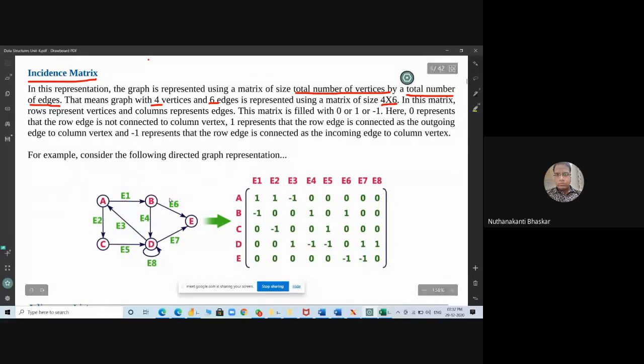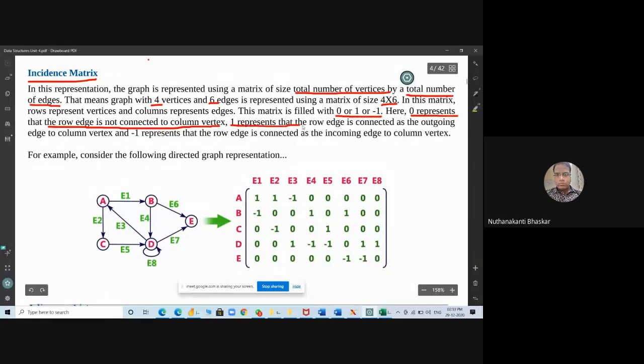Now how to represent this adjacency? The representation is very easy. We are going to represent it row to column wise. For that, we have to use 0, 1, and minus 1. 0 means the row vertex is not connected to the column edge. That is, if there is no edge for that node, we represent it with 0.